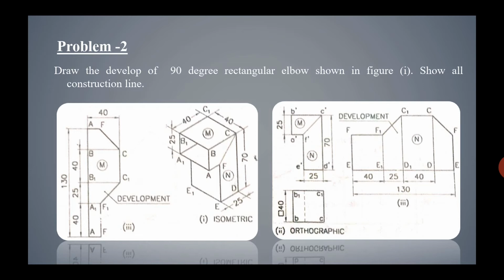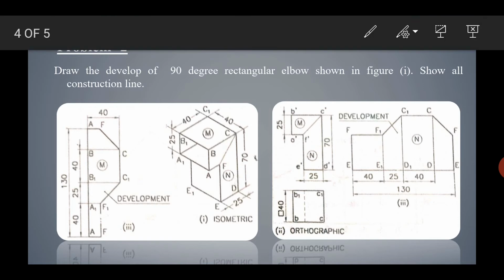Here you can see that the first, second and third views are given. So we have to develop all its views. You will be provided with the isometric shape and also the orthographic shape, and you have to develop this third part. There will be some steps, and I will tell you how we are going to draw this one.